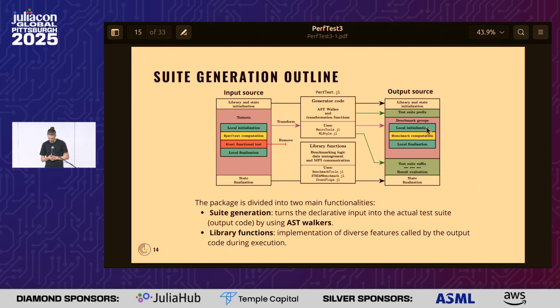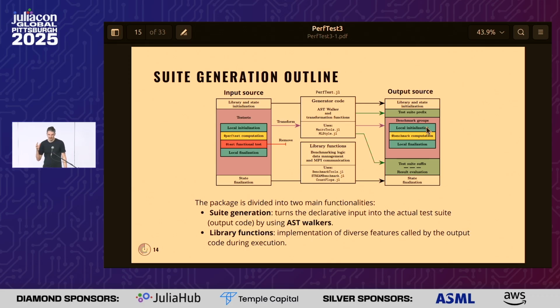Now, here's a little outline of how that works. You can see there in violet the test set, right? And inside, in blue, we have local initialization. So in each little test set, you have some initialization. You initialize some arrays or whatever. Afterwards, you have computation, and then some functional tests and local finalization.